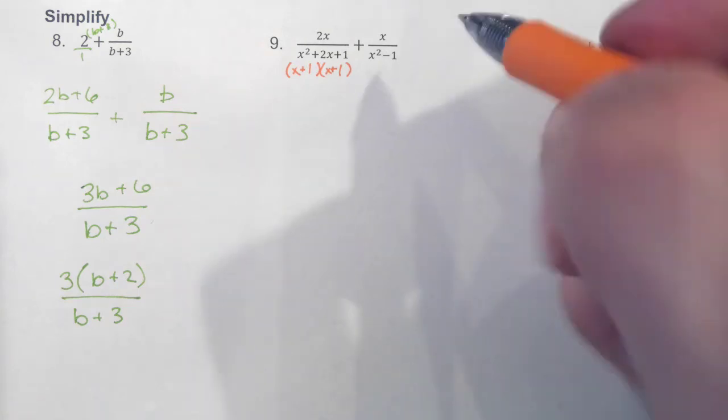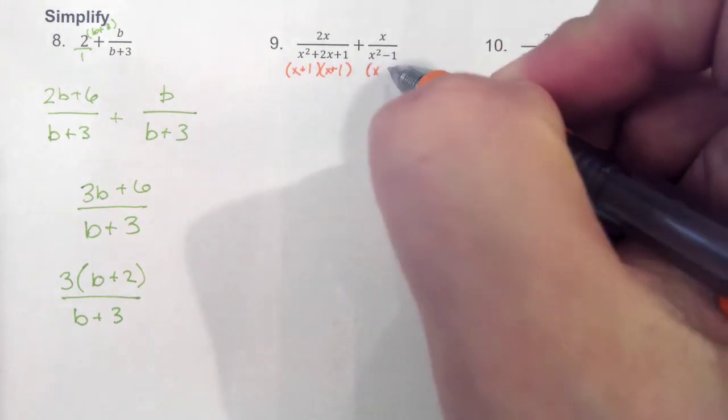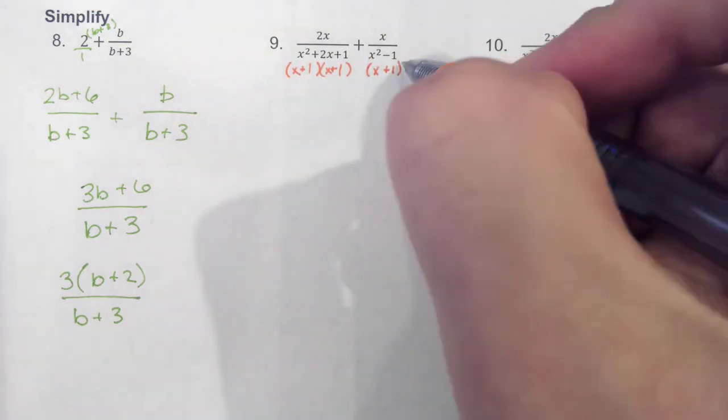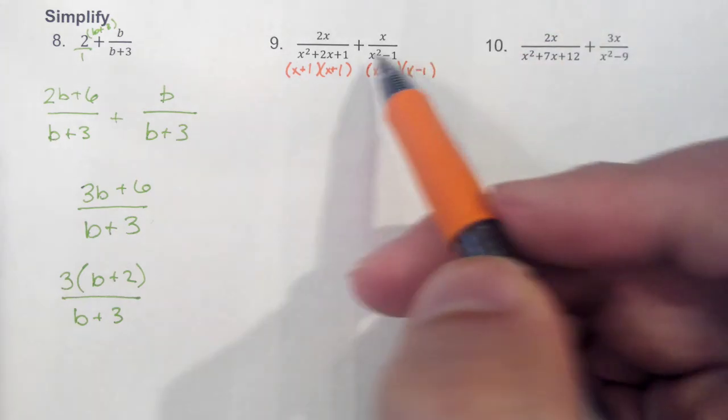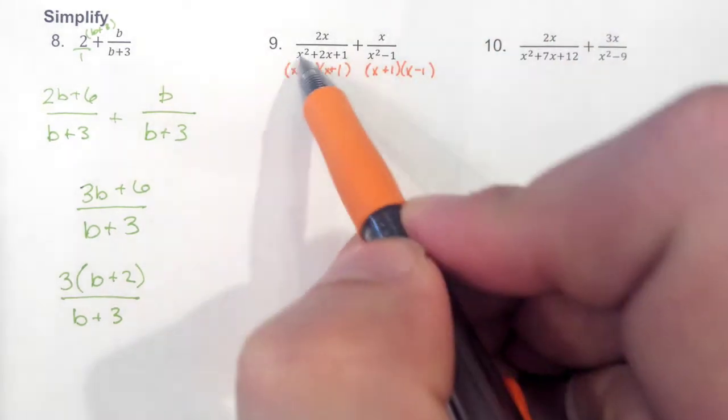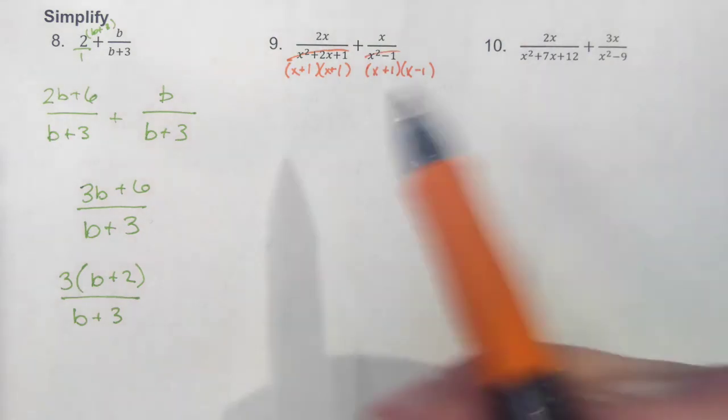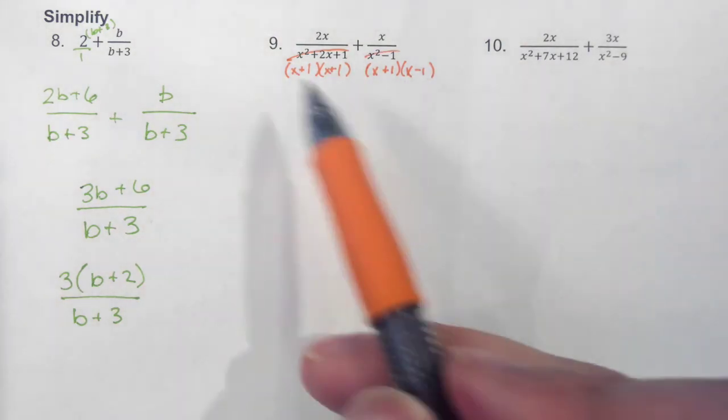This one's a difference of squares. It factors very easily as well to x plus 1 and x minus 1, the square root of each term, 1 plus, 1 minus. Okay, so we've got those denominators factored. Now we can find the common denominator.